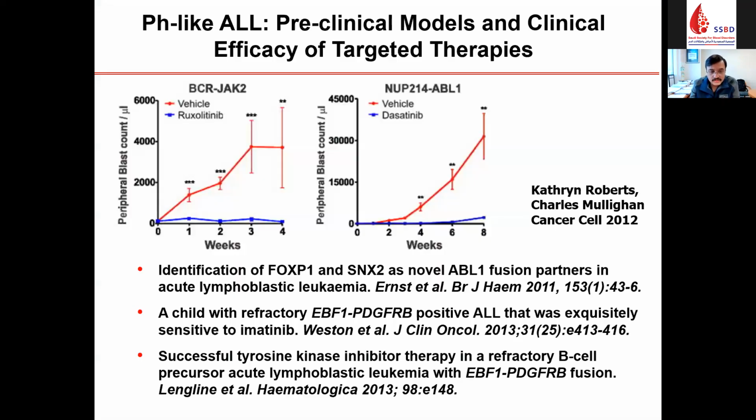So some years ago, 8 to 10 years ago, as this entity became known, there was some very nice work by Charles Mullighan's group that ruxolitinib may work for JAK2 fusion patients or CRLF2 patients, and dasatinib may work for ABL fusions. And then there were a lot of case reports which started coming in the literature. Some of them are listed in the slide here.